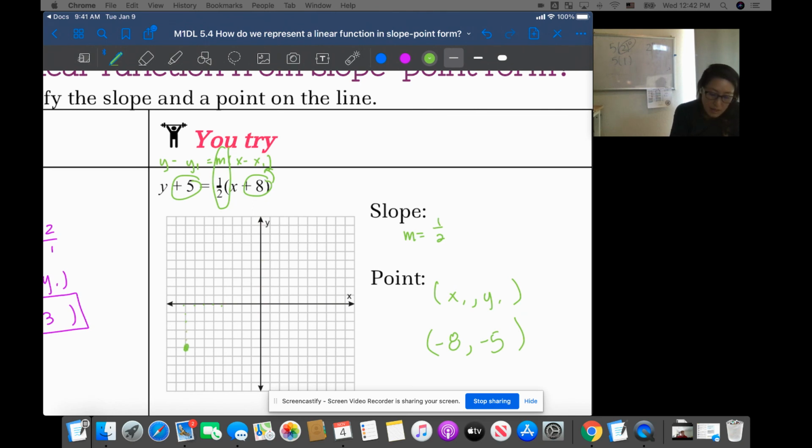All right, from there, we count up 1/2. Up 1 to the right 2, up 1 to the right 2, up 1 to the right 2. That one looks like it has a whole number y-intercept. That's okay. No worries. Let's do that better. Okay. So our equation looks like so.